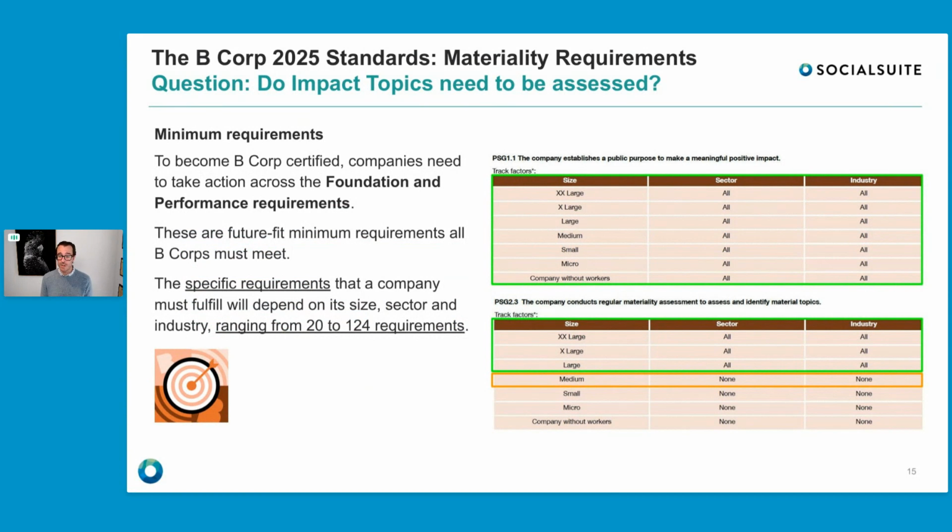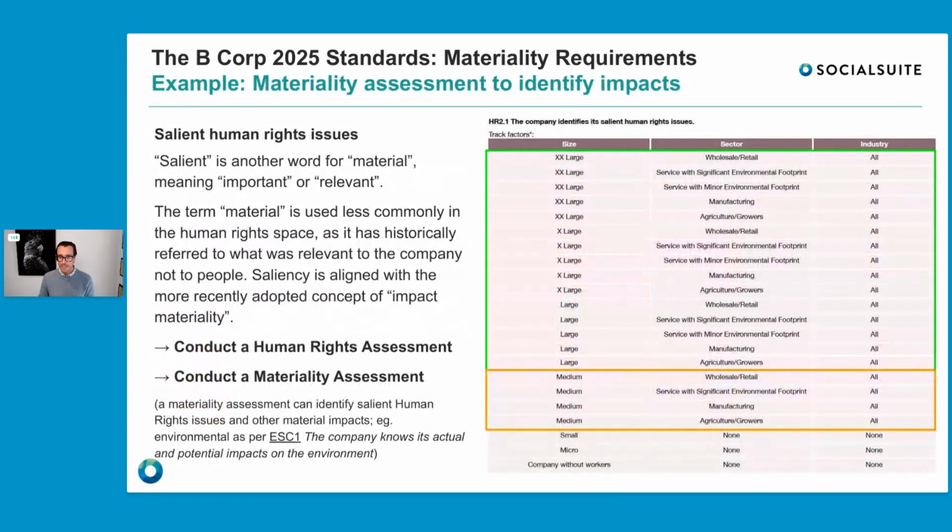So that's really important. Now, you do see that I've highlighted medium there as well. It says none and none. But we'll look at that in a moment as well. There are some reasons why medium-sized companies will have to consider doing a materiality assessment. And why is that? Let's look at one here from the human rights standard. What we need to do in this human rights standard is identify salient human rights issues. And salient is pretty much the same as material. It's important, relevant to the company.